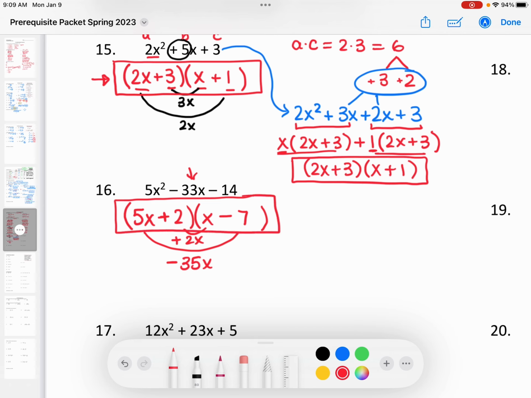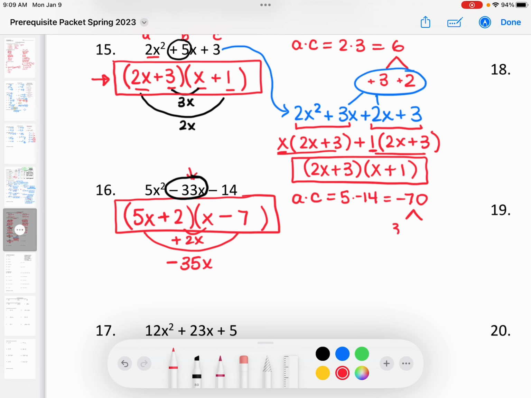If your brain works that way, go ahead and use that method. Let's practice the AC method just in case your brain doesn't work that way. We're going to take the A times C, which is 5 times negative 14. They tell me that's negative 70. I want to think of something that multiplies to make negative 70 and adds to make negative 33. That could be a little tough.